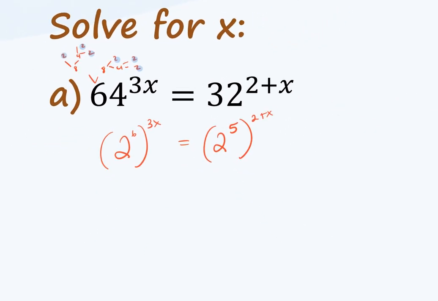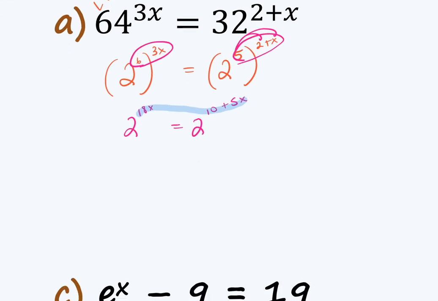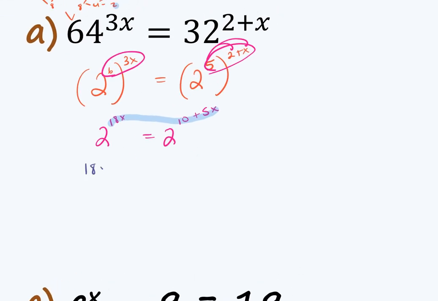Now, every time we raise the power to a power, we're going to multiply here. So we'd get 2 to the 18x equals 2, distribute 5 times 2, which is 10, 5 times x, so plus 5x. And then as soon as the bases are the same like they are, we ignore the bases and we set the exponents equal to each other. So this becomes 18x equals 10 plus 5x, and then we solve our equation.